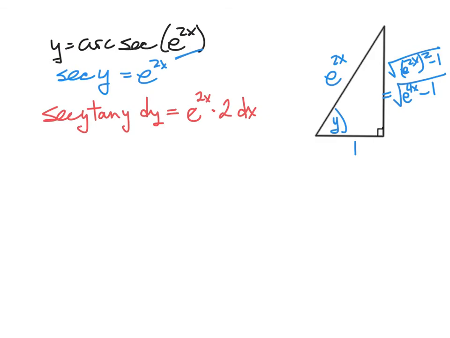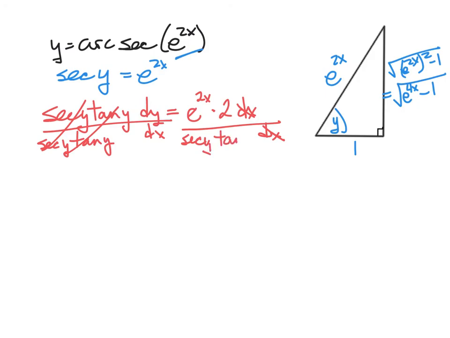Now we're going to do our 2 steps of division. All right, so we're going to want to divide by dx. Get rid of that. Get our derivative on the left. And then we'll divide by secant tangent to get rid of that. So we're looking at dy dx is 2e to the 2x over secant y tangent y.